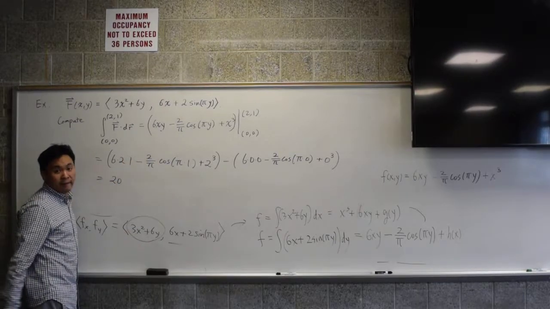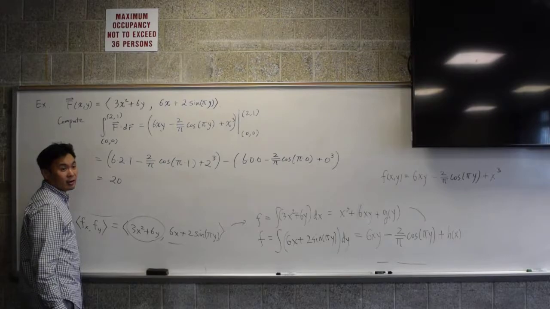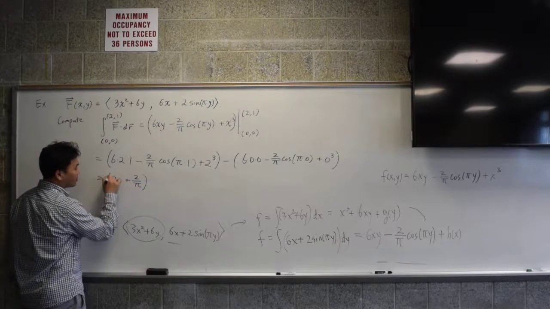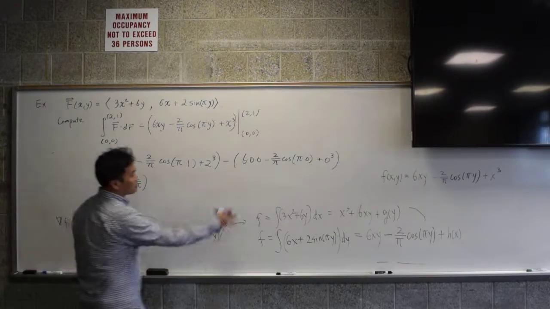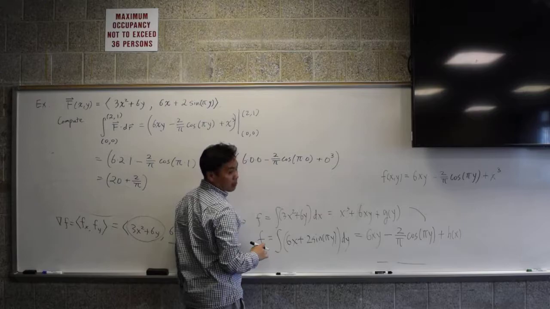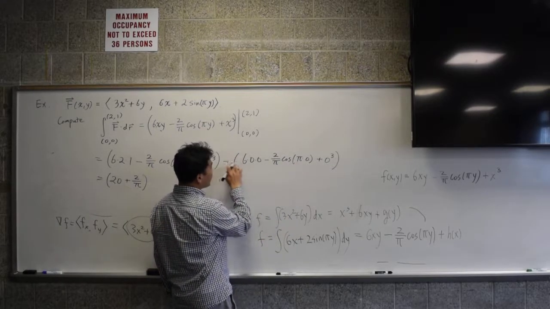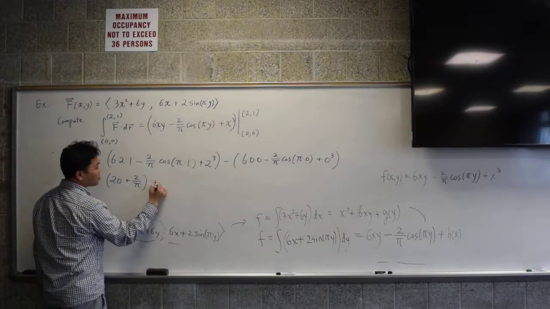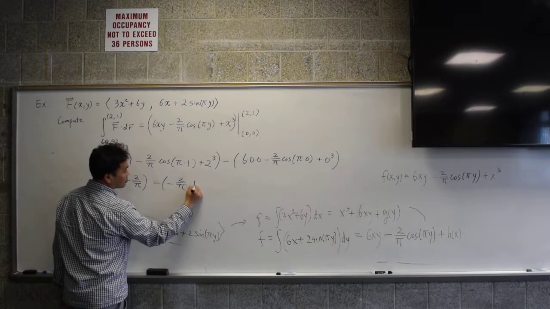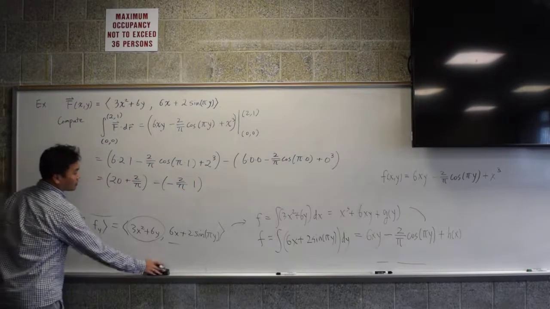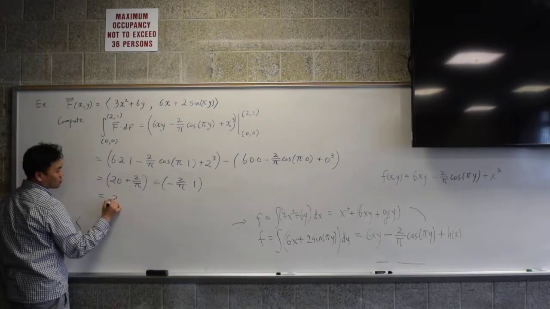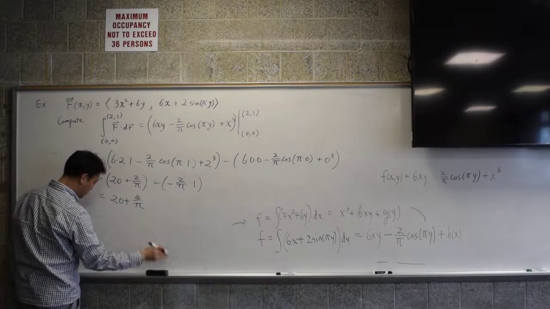What's cosine pi? Cosine pi is? Negative 1. So negative 1 times negative 1, that's positive 2 over pi. That's what you get. 0 times anything is 0. 0 cubed is 0. The only thing is here. Cosine of 0, what's that? 1. Cosine of 0 is 1. And so it's minus negative 2 over pi, because cosine of 0 is 1. And then finally, if you compute this, I see that this is plus 2 over pi, that's 2 over pi. So 20 plus 4 over pi would be the answer.